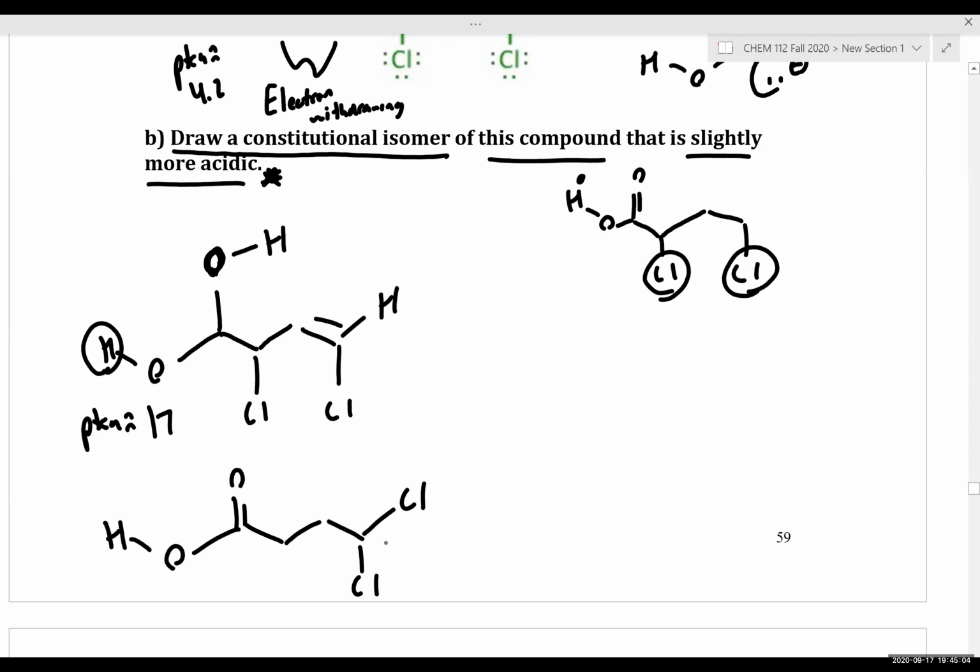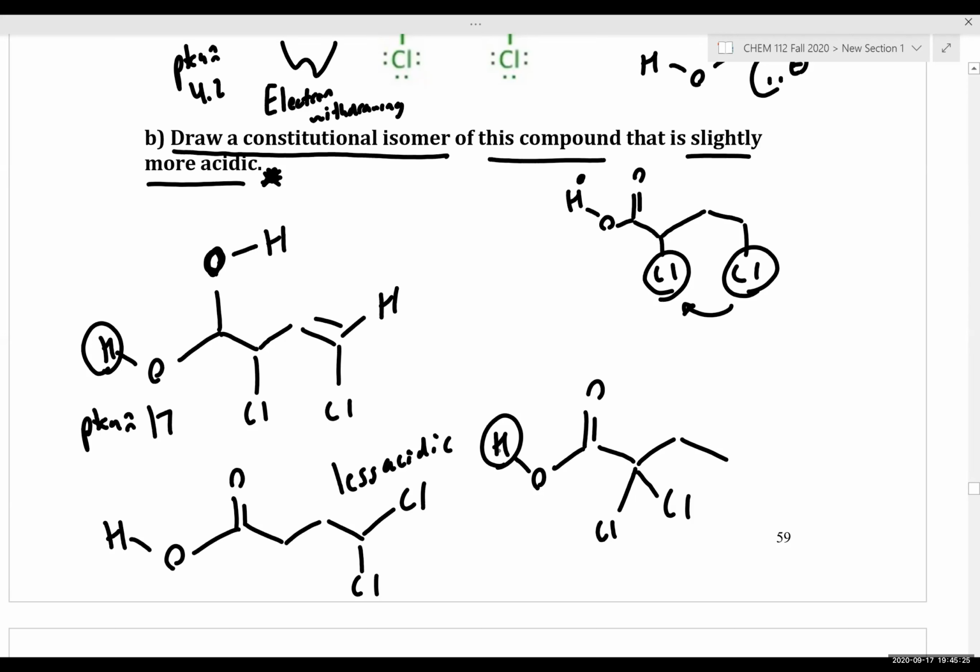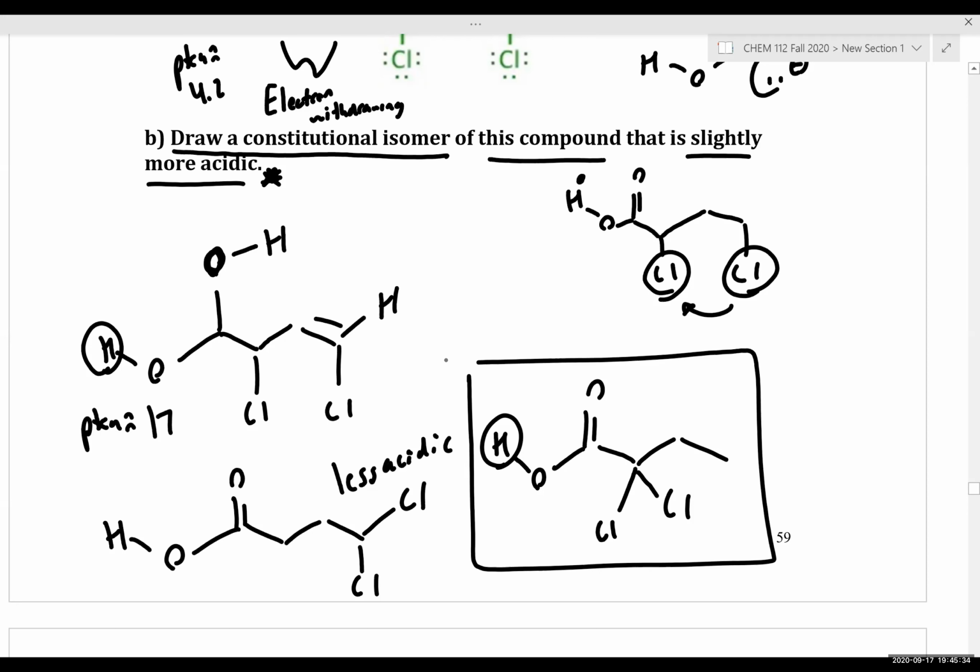So if we move our chlorine away, this compound will actually be less acidic because inductive effects decrease with distance. We have another proposal that we move our chlorine closer. So what do we think about this one? What do we think about this constitutional isomer? Would we observe a more acidic proton because we observe greater inductive effects? What do we think about this compound here?